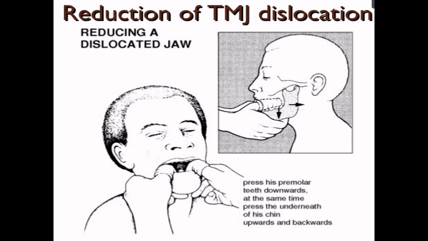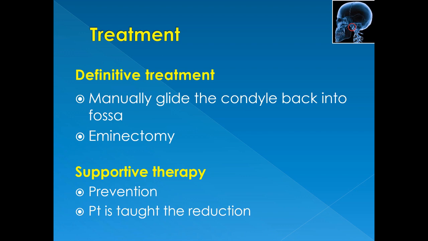The definitive treatment includes reducing a dislocated TMJ, that is manually gliding the condyle back into the fossa, and when this dislocation becomes chronic or recurrent, then you have to go for eminectomy, that is correcting the articular eminence. Then the supportive therapy includes prevention, which is the most effective method, and when the condition is recurrent, the patient is taught self-reduction of the dislocated jaw, and chronic recurrent dislocation is treated by a surgical procedure.